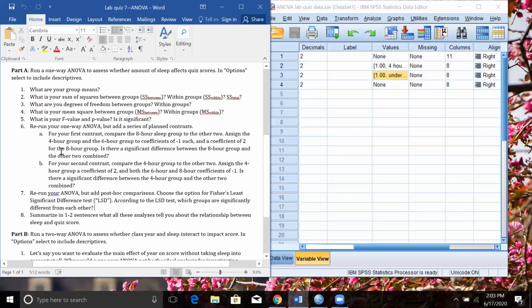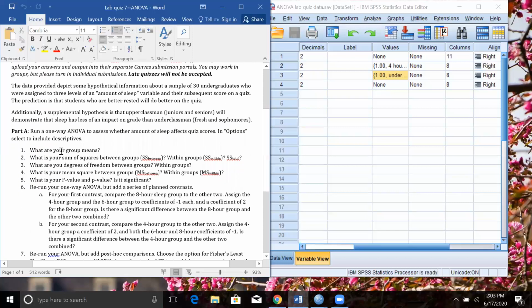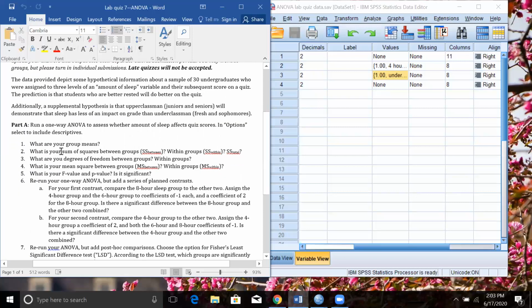So in the case of our prompt here, we are interested in some information about a sample of 30 undergraduates who are assigned to 3 levels of an amount of sleep variable, and then they were quizzed, and so the DV was their quiz score. So critically here, we're set up for data where the ANOVA is appropriate. There's a single IV, the sleep IV, but it's got 3 levels within it.